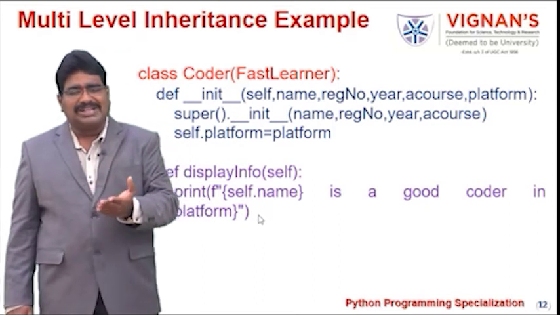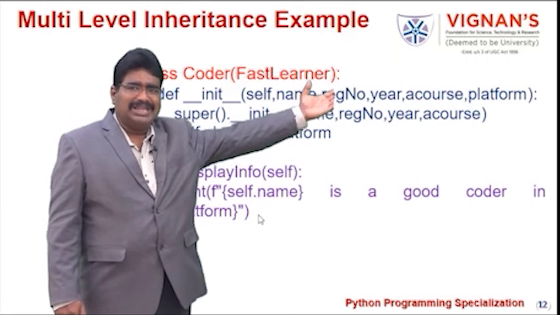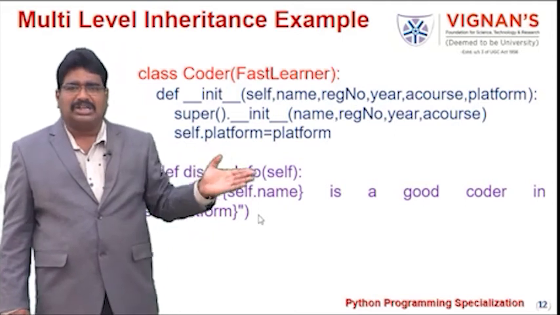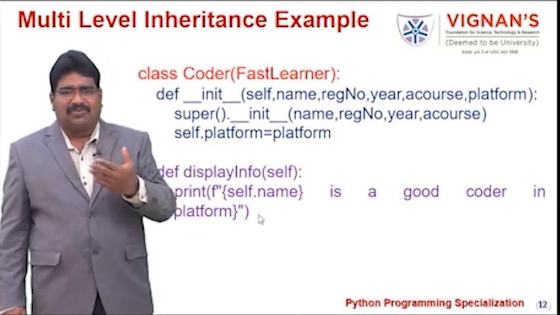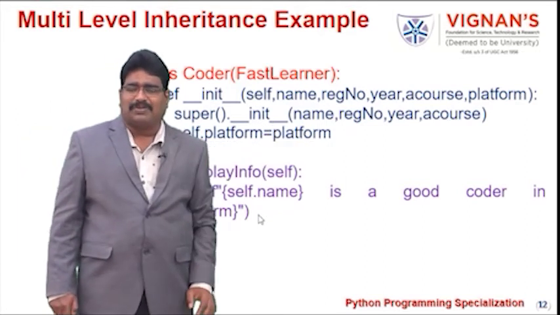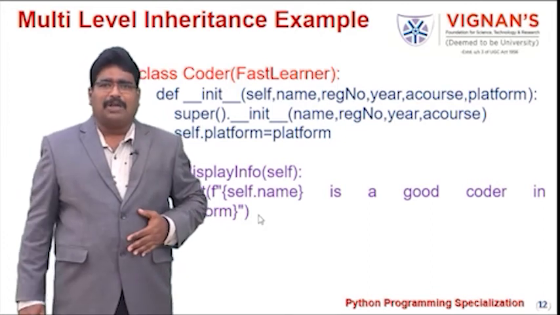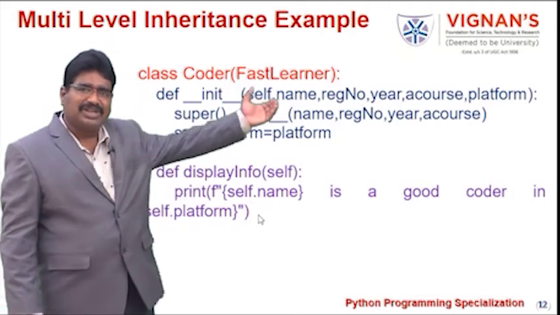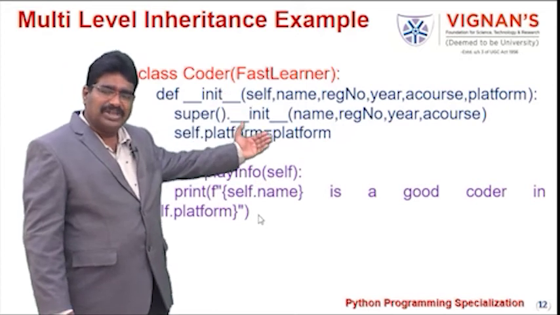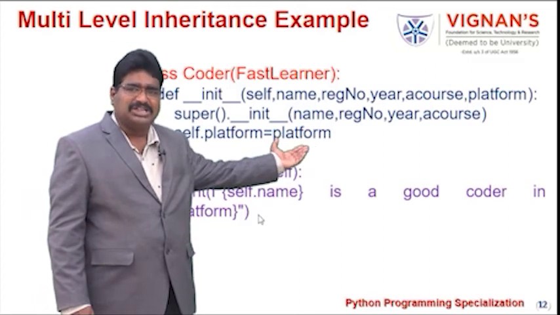Already we know that the fast learner constructor takes the 4 parameters: name, register number, year, additional course. These 4 parameters are passed to the super.init function, that is, it simply calls the fast learner constructor. In addition to that, self.platform is equal to platform, that is, whatever platform information is given is assigned to the object's platform attribute. So this is the way we define the constructor of the coder. And next we define a method. Its method name is display information, so we gave the name display info.